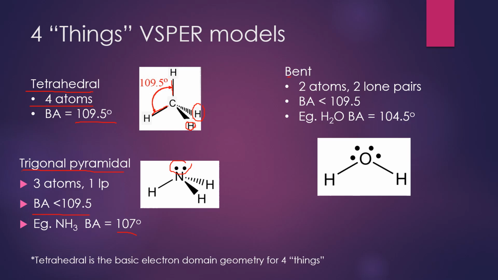The last shape is going to be bent. So in a bent shape, now we have taken 2 of the atoms and replaced them with lone pairs. So in this example, we have water. Water is going to have 2 hydrogen atoms around it and 2 lone pairs. So it still has 4 total things. It's just 2 of those things are lone pairs. This is going to make the bond angle even less than 109.5.